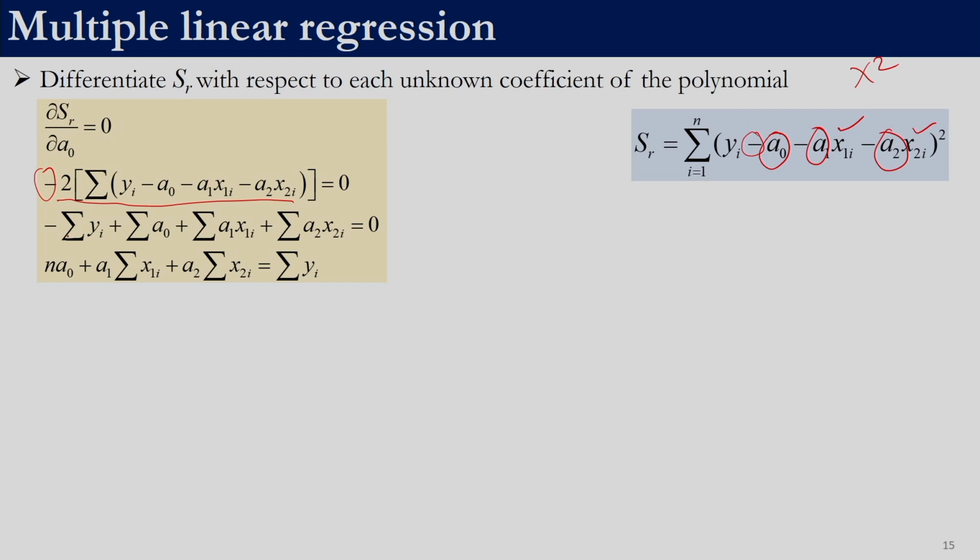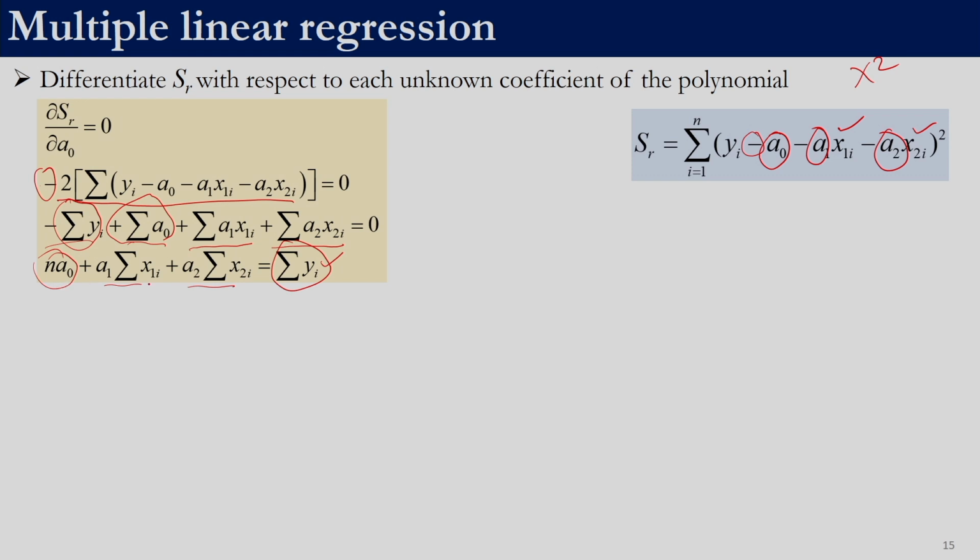Now, if we expand this, this is minus summation of yi plus a naught, because of this minus and this minus, this will become plus. Similarly, plus a1 x1 i summation plus summation of a2 x2 i. Since the summation of a naught is n a naught, and then a1 and a2 can be moved out of the summation, and since yi is known, the data is known, summation yi can be calculated. So, we take it to the right hand side. This will be a constant term, it does not have any coefficient associated with it. We take it to the right hand side, similar to what we did earlier.